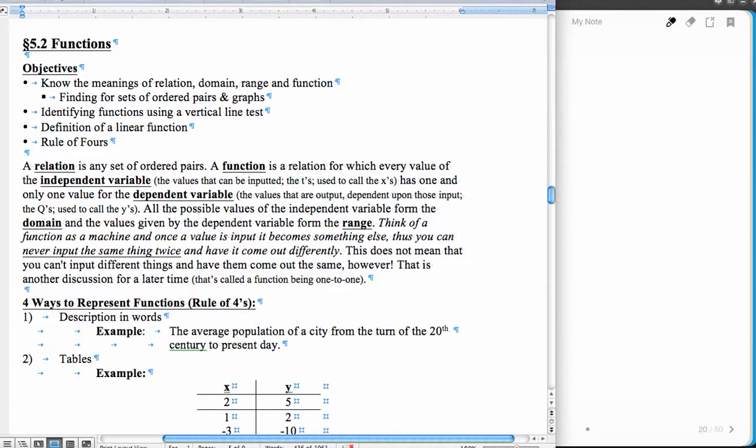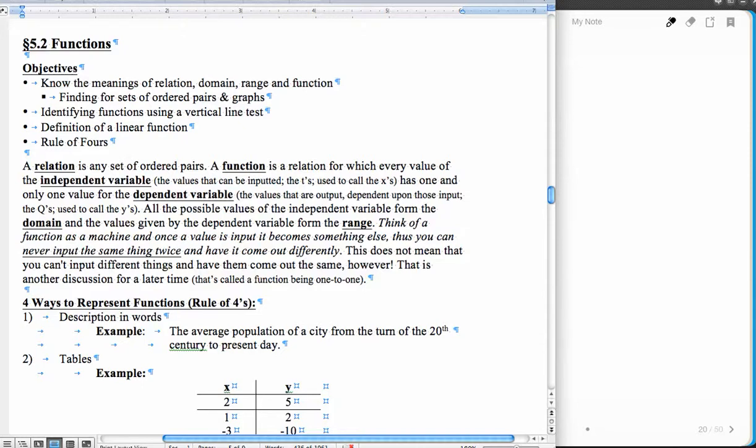A relation, first of all, is just a set of ordered pairs. And so anything that relates one set of numbers to another set of numbers is called a relation. A function is a special relation. It's a relation for which every value of the independent variable, the values that can be inputted, the x's that we usually call, has only one value for the dependent, the values that are outputted, those that are dependent upon the input, the y values.